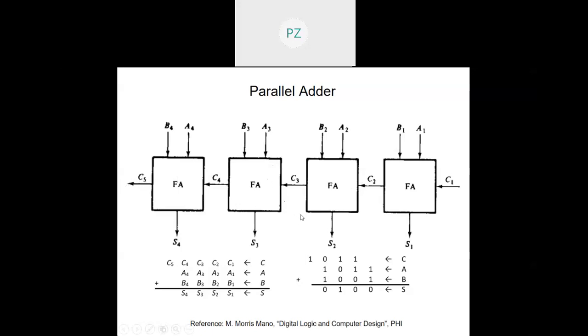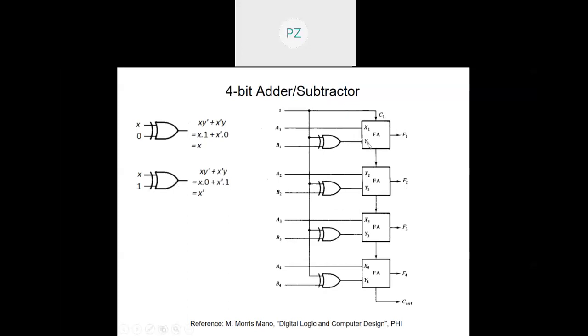Now the next slide is really interesting. In order to understand this 4-bit adder subtractor, let us first understand how the exclusive OR gate behaves when we give one of its inputs as 0 or when we give one of its inputs as 1. So this is x, the other input is 0. We know the expression is xy' plus x'y. When y is 0, y' would be 1, so the first term becomes x and the second term becomes 0. So I can conclude that whenever one of the inputs of a two-input exclusive OR gate is 0, I get the same variable coming out of it.